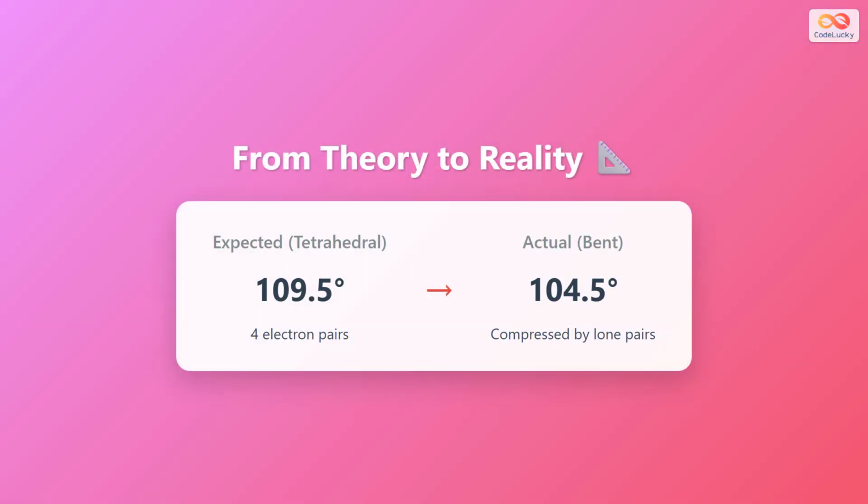If we imagine there are 4 regions of electron density around the central atom, such as in a tetrahedral arrangement, the expected bond angle would be 109.5 degrees. However, because lone pairs push harder, the actual angle in water is compressed to 104.5 degrees.